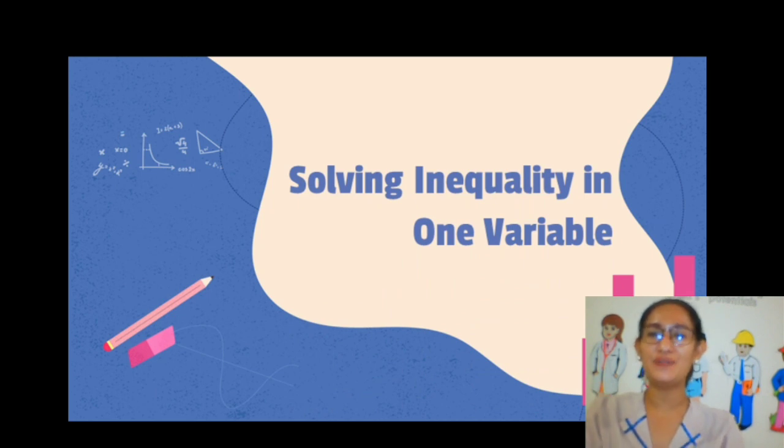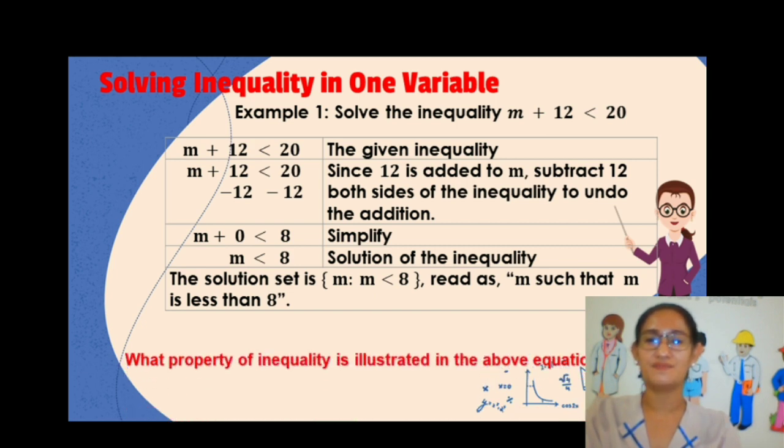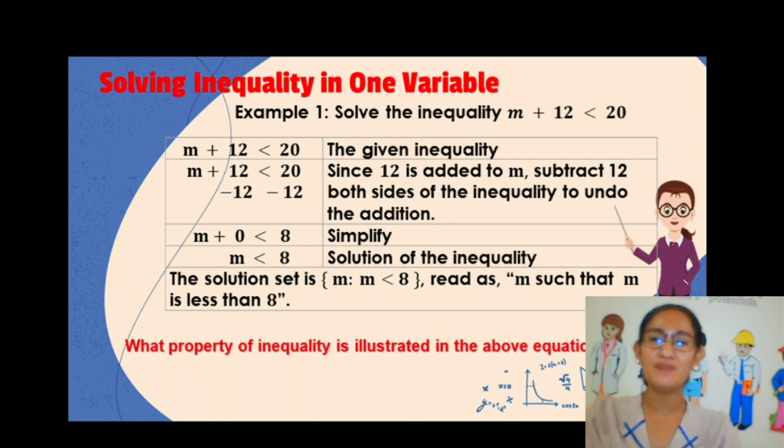Let's proceed to solving inequalities in one variable. Example number 1. Solve the inequality m plus 12 is less than 20. Since 12 is added to m, subtract 12 from both sides of the inequality to undo the addition. Then simplify it. It will give us m is less than 8. What property of inequality is illustrated in the above equation?